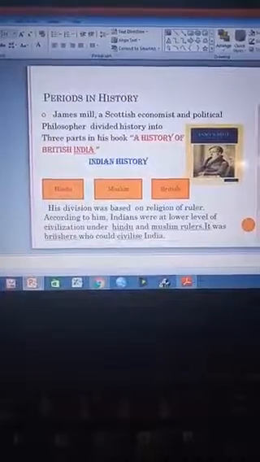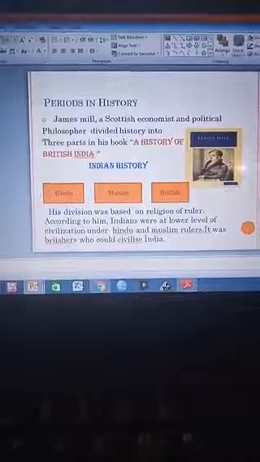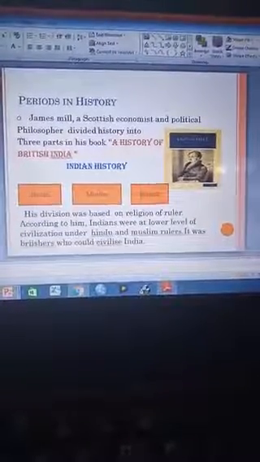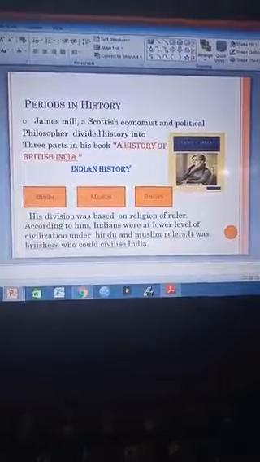Students, as you know, different people have different perspectives about everything. Everybody has different perceptions about everything. Similarly, our historians also have different perceptions about division of history. James Mill, a Scottish economist and political philosopher, divided history into three parts in his book, A History of British India. He divided Indian history into Hindu, Muslim, and British period. His division was based on religion of ruler.